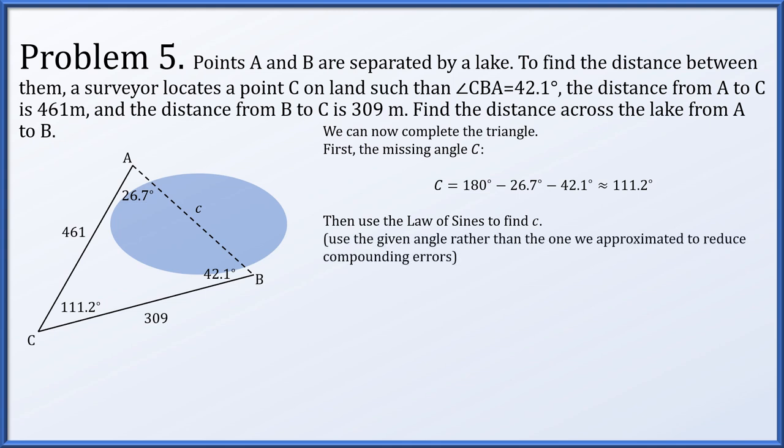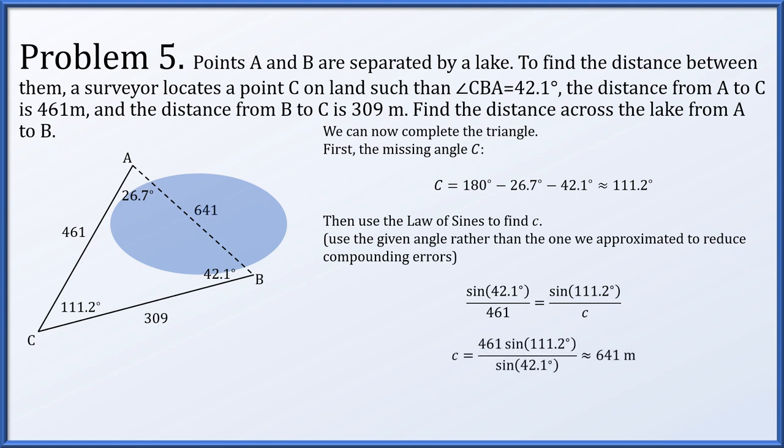Now, of all the angles we could use in addition to the 111.2 degrees, we're not going to use 26.7 because that was itself another approximation. I don't want to be compounding rounding errors if I can avoid it. The 42.1 degree was given information, we're taking it to be exact. So the sine of 42.1 degrees divided by 461 will be equal to the sine of 111.2 degrees divided by our unknown length C. We can solve this for C, and it's approximately 641 meters.